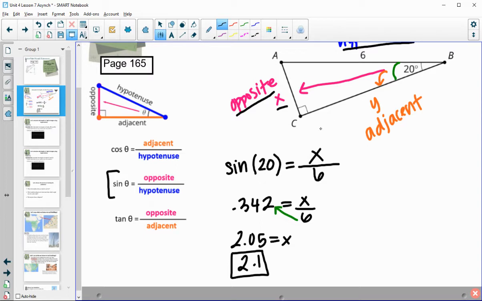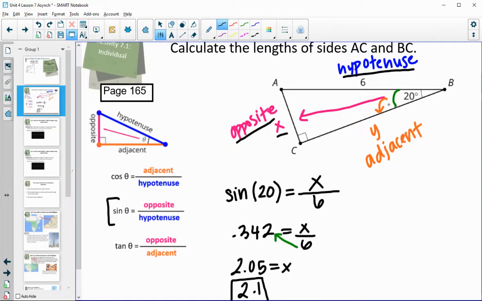Then you can go ahead and find BC. Again, there are two options for this. You could do the Pythagorean theorem. Now that you know that this side is 2.1, you could certainly do that. It is going to be a rounded answer. Your more exact way to do it would be with the trig, but either way is fine.